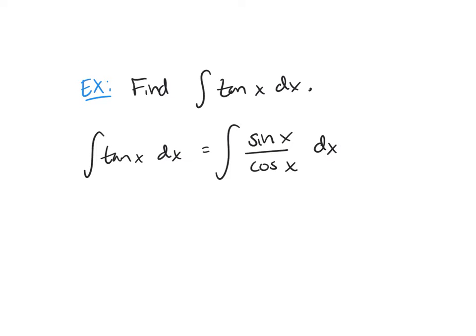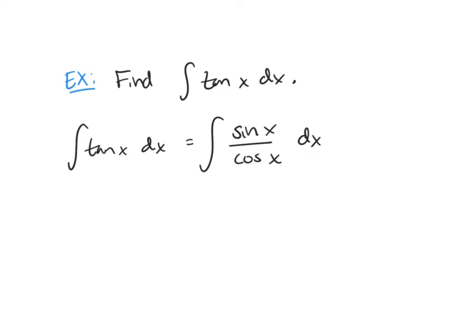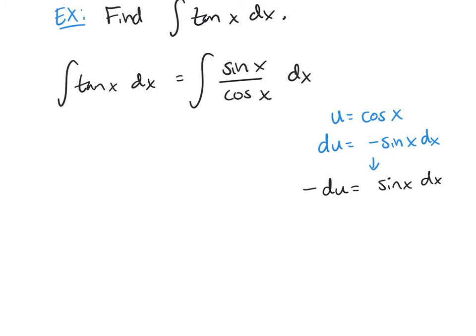And now, because we've looked at u substitution, we can do a u substitution here, u being the denominator, cosine. The derivative of cosine is a minus sine. Well, if I look here, I have sine x. I don't have a negative there. So if I multiply this equation by -1, I'll get negative du is positive sine x dx. And now I'm ready to make my substitution.